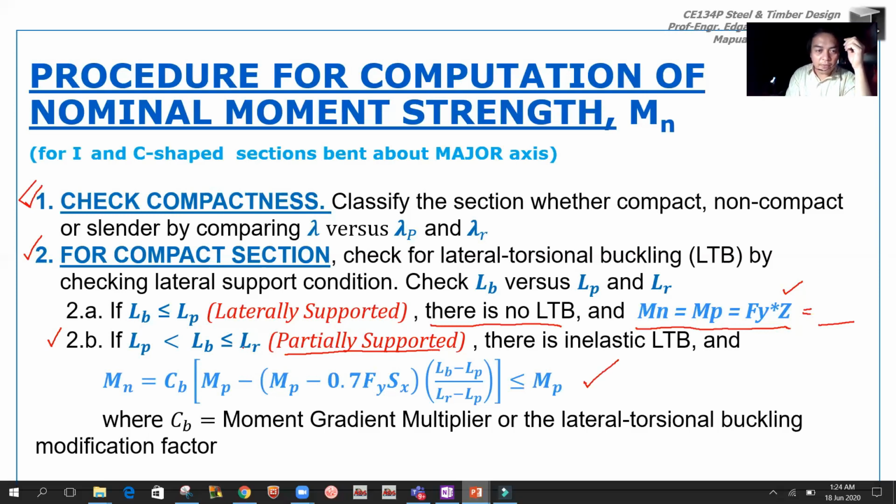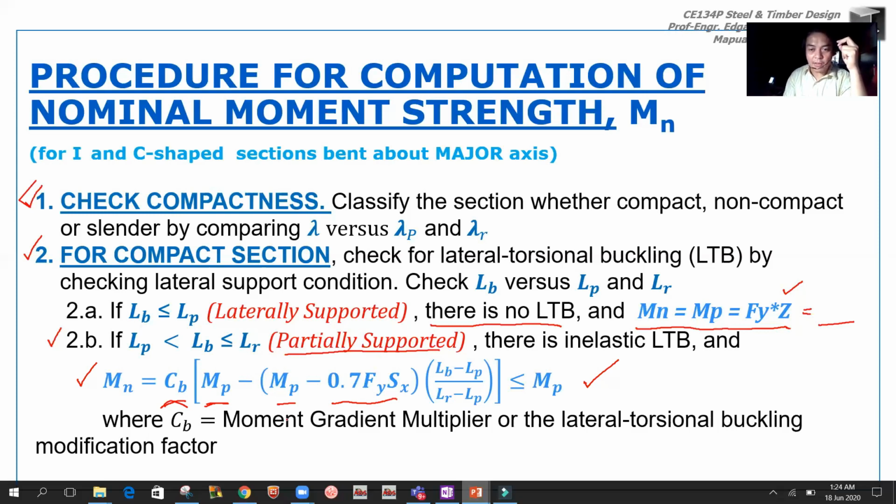As you can see from the given formula, that is linear, first degree lang. Kaya nga yung graph natin doon is linear. So ito yung gagamitin mong formula pagkuha ng Mn kapag partially supported yung beam. That would be CB multiplied by Mp minus (Mp minus 0.7 Fy Sx) times (LB minus LP) over (LR minus LP). Yung CB na-discuss ko na sa inyo from previous presentation. Ano yung Mp? Yung Mp is Fy times Z.